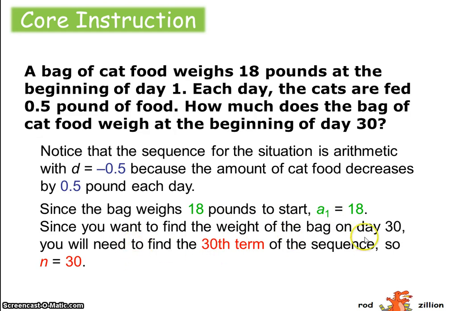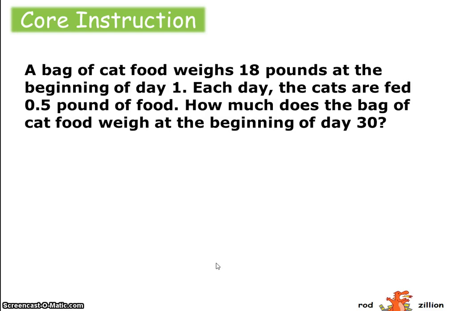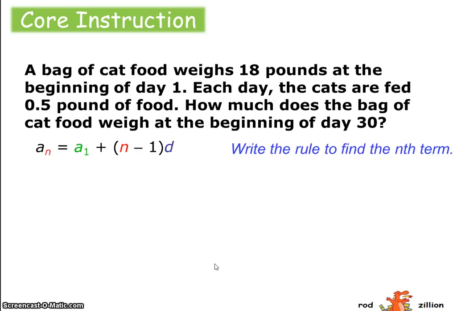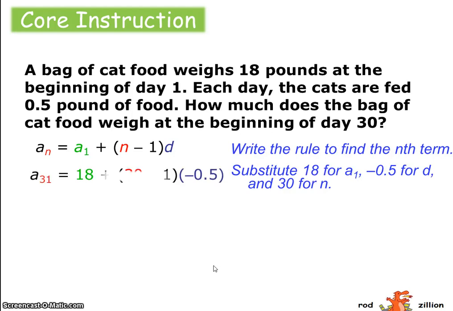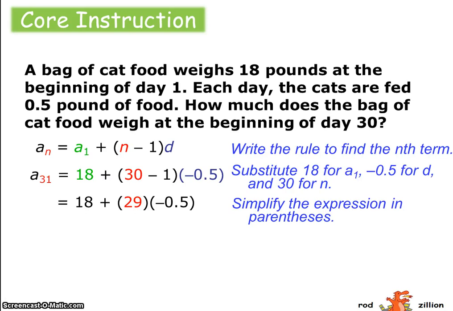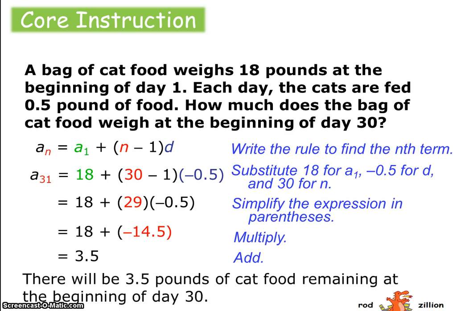We're going to want to find the weight of the bag on day 30. So we're going to need to find the 30th term. So I plug that into our rule. I'm going to substitute 18 for a sub 1, negative 1/2 for d, and 30 for n. And we can find that the bag of cat food weighs 3.5 pounds remaining at the end of day 30. About time to buy some more cat food.